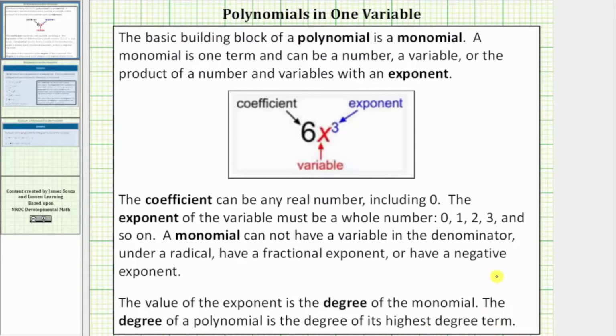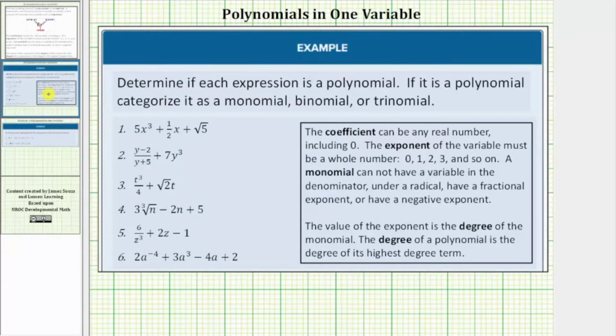Now going back to our example, let's analyze each expression to see if it is a polynomial. So looking at number 1, the first term has a coefficient of 5, the second term has a coefficient of 1/2, the third term has a coefficient of square root 5, all of which are real numbers. And now let's look at the exponents on the variables. Here we have an exponent of 3, and here we have an exponent of 1. Both exponents are whole numbers, and therefore number 1 is a polynomial, and because it has 3 terms, it would be categorized as a trinomial.